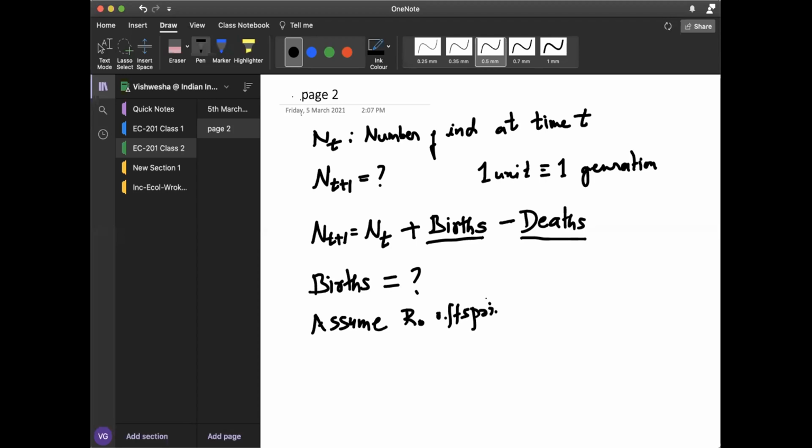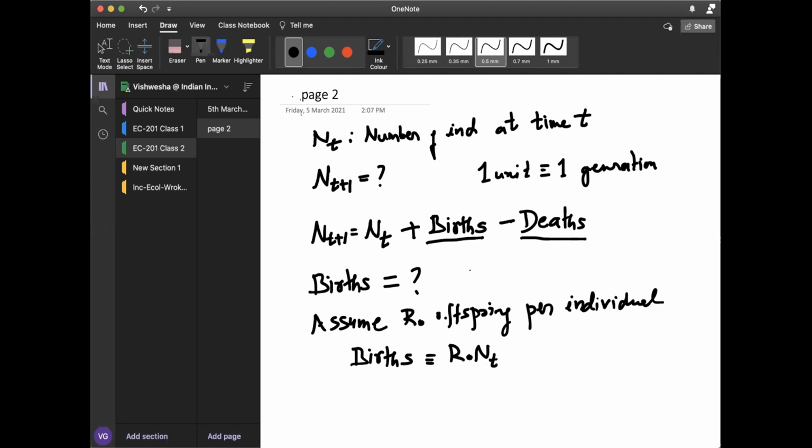offspring per individual. Okay, now that will help us find out what's the total number of births. What would that be? That would be R0 times nt. Is that fine? Okay, so there are nt number of individuals, and each of them produces R0 offspring, and therefore the number of births will be R0 times nt.